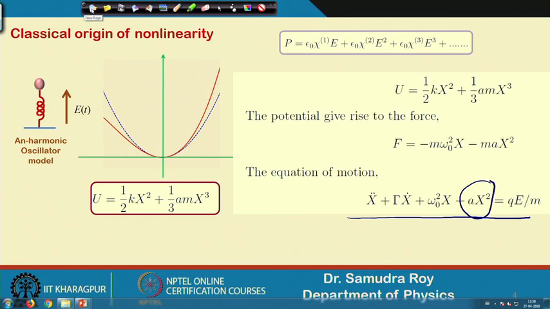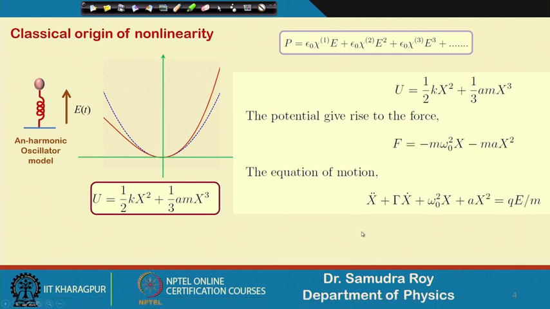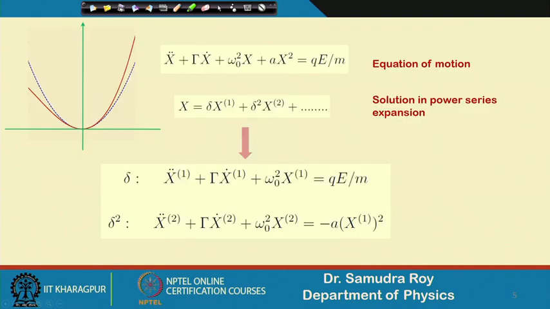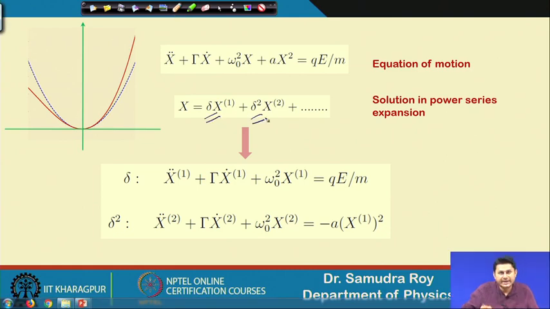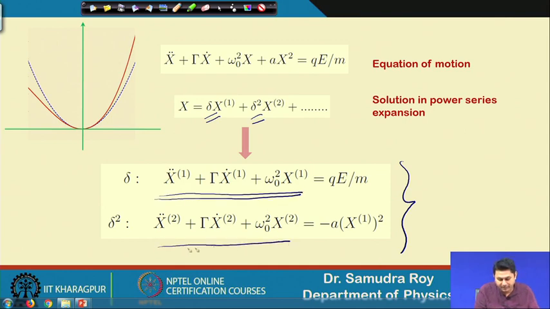After that, what have we done? Let me go back to the same slide that we showed, where we divide our solution as a power series, where delta and delta square are the corresponding coefficients or weightage of the solution. When we extract the weightage of delta and delta square, we have two equations in our hand, one for x1 and another for x2.